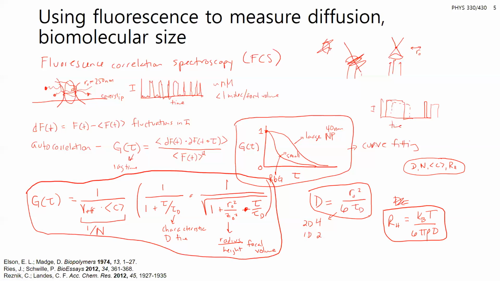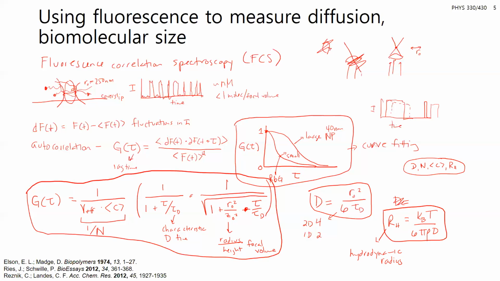Professor Kisley? Yeah. Sorry, could you remind me what RH is again? So that's the hydrodynamic radius. Okay. So that's the, let me write it out. So that's the effective size or the radius of the particle or molecule that's diffusing.